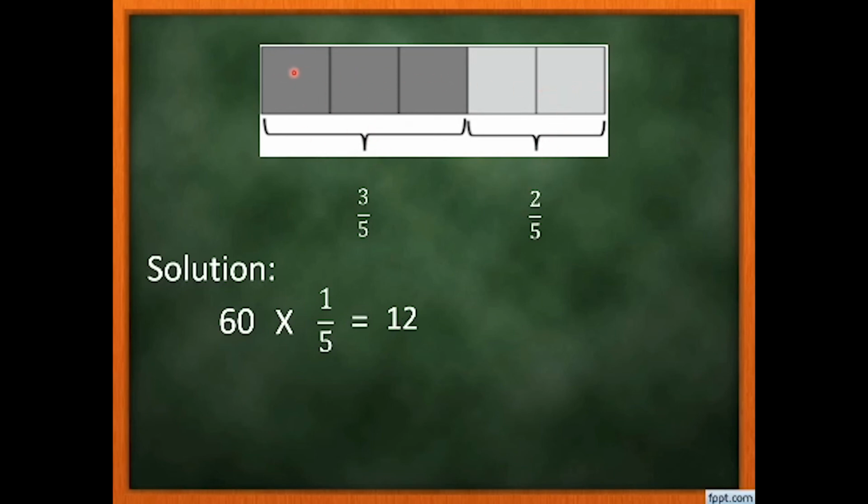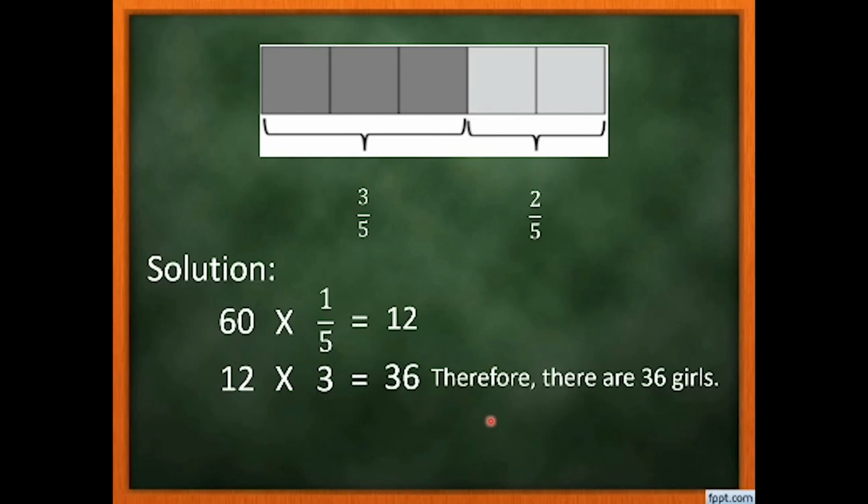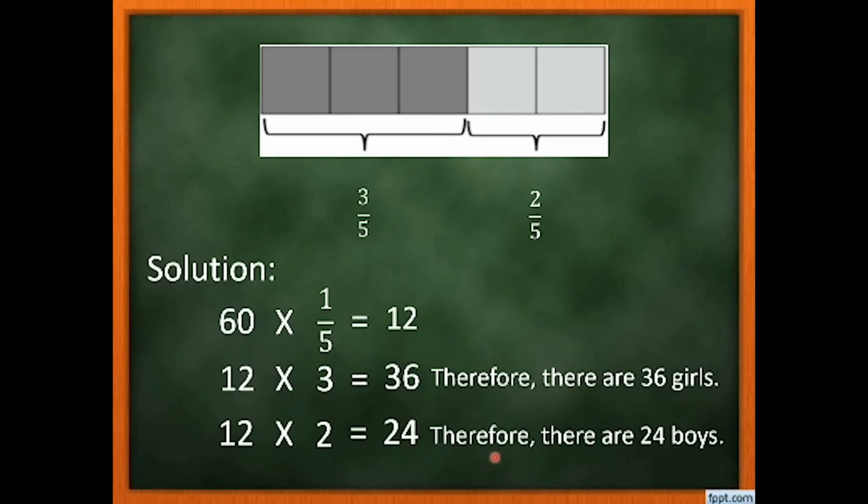The fraction of the girls is 3/5. So to get the answer for the girls, we will multiply 12 times 3, which represents the girls. The answer is 36. Therefore, there are 36 girls in that classroom. For the boys, the fraction is 2/5. So we multiply 12 times 2, for the two squares. That would be 24. Therefore, there are 24 boys.